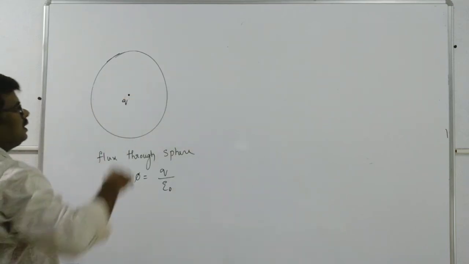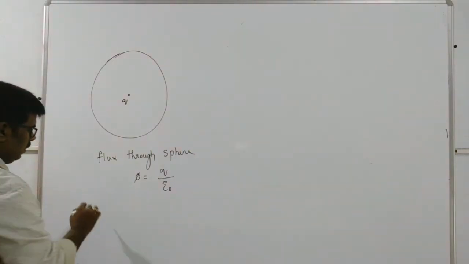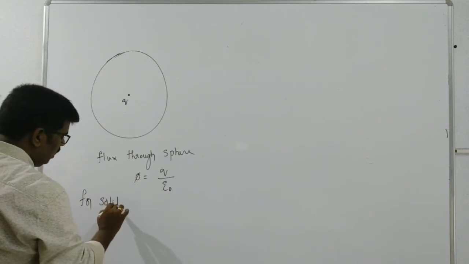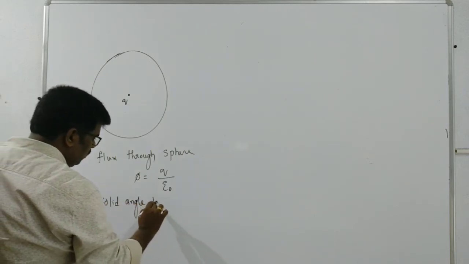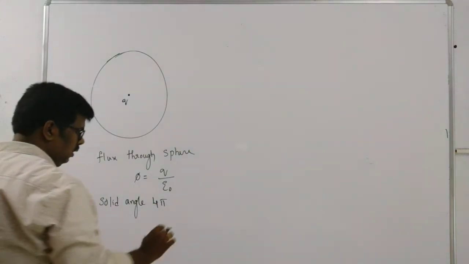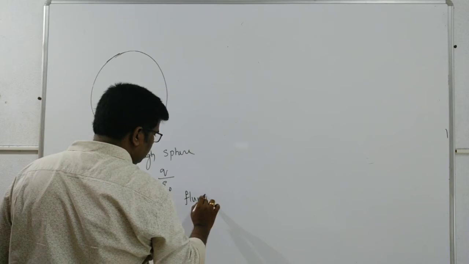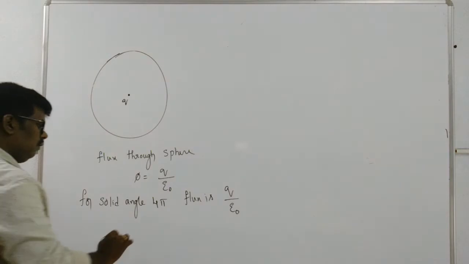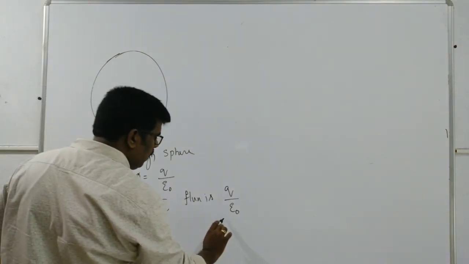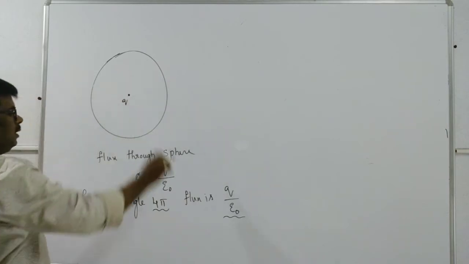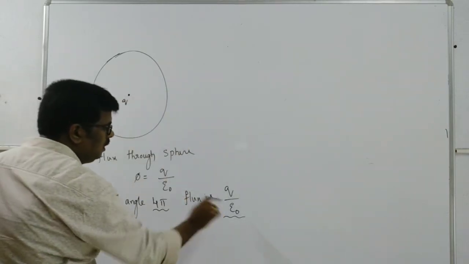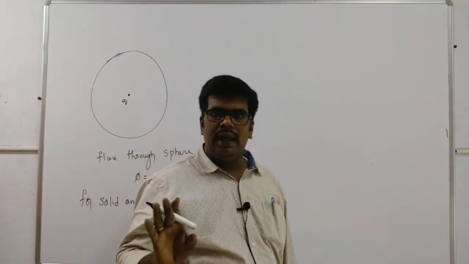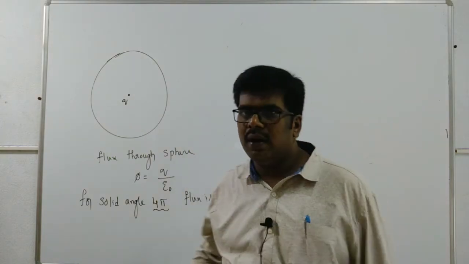And complete sphere means what is the solid angle? 4 pi. So understand clearly, for solid angle 4 pi, flux is q by epsilon naught. Understand? So for the complete solid angle 4 pi, what is the flux through the sphere? Complete flux through this complete sphere is q by epsilon naught.